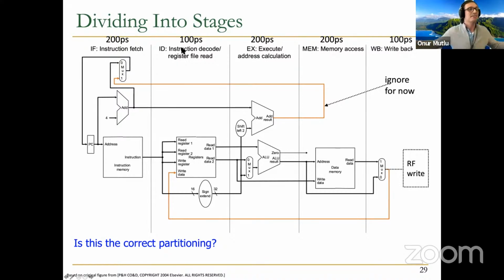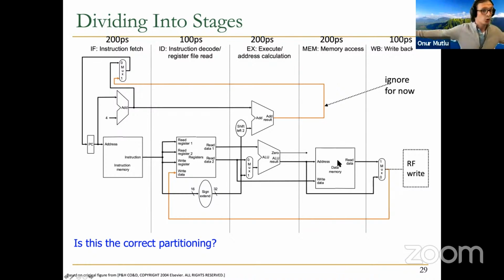Now it's not a balanced pipeline. Your throughput is dictated by the 200 picosecond stages, not the 100 picosecond stages. So to fix that, you try to balance the pipeline. You may try to make 2 stages over here in execute. You may try to make 2 stages in the instruction memory. You may try to make 2 stages in memory.